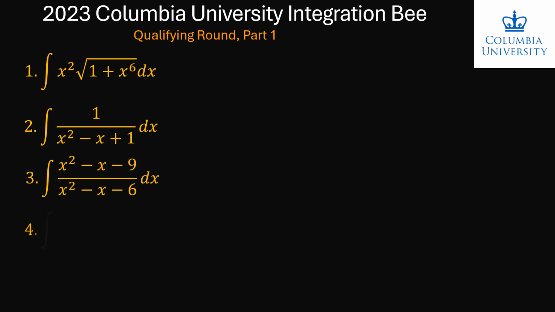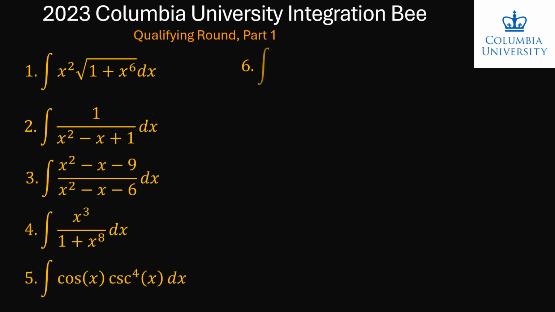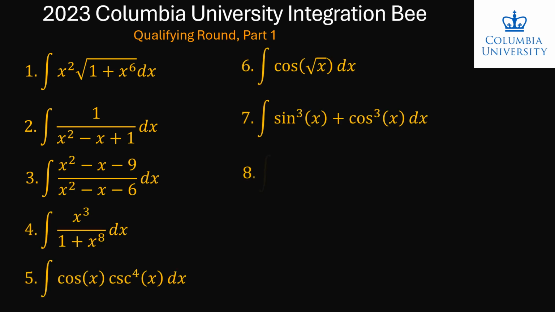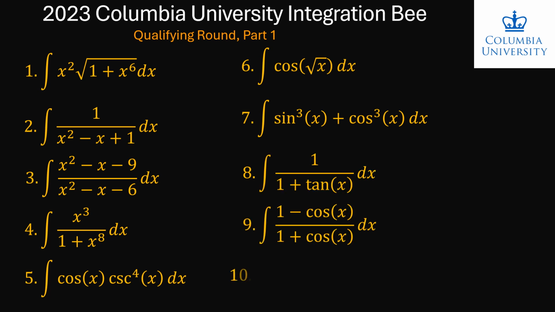So welcome to Everyday Mathematics. Today we step back to the 2023 Columbia University Integration B qualifying round. And this part is part one, where we look at the 10 problems. The first 10 problems are problems 1 to 10 of that round. These are certainly very interesting problems.